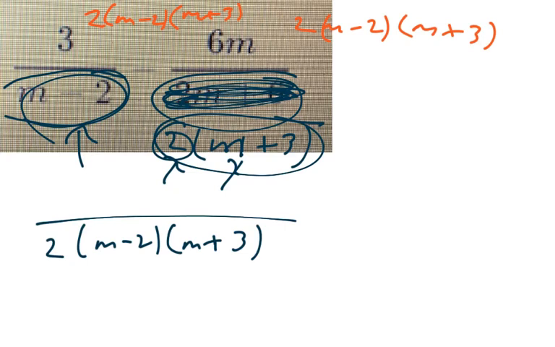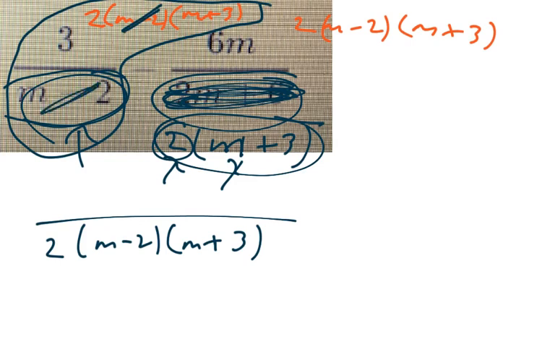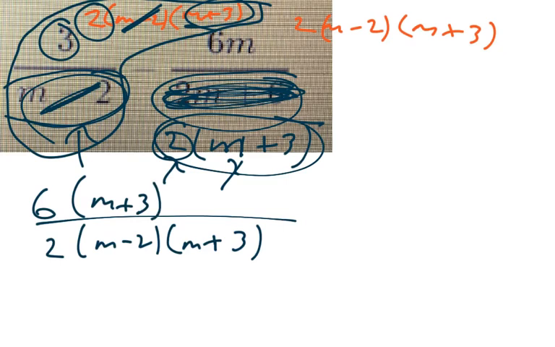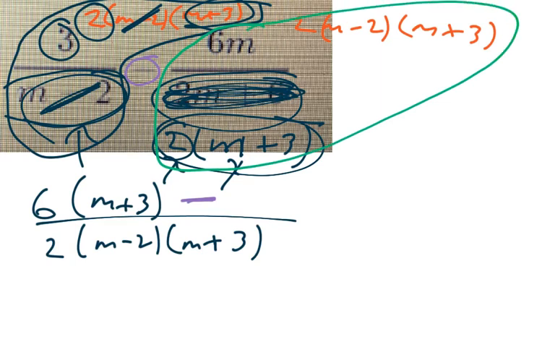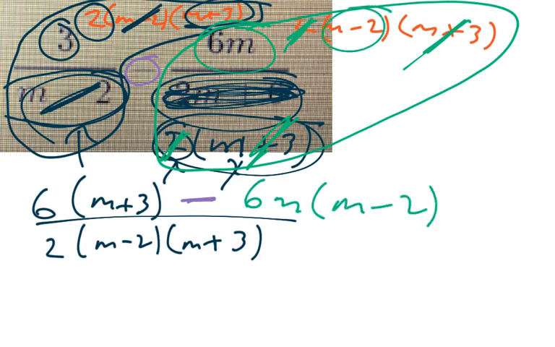Okay, so notice, guys, if you look, follow my loop here. M minus 2's cancel out. I'm left with a 3 times 2, which is 6. M plus 3 times m plus 3. We're going to distribute here in a little while. Okay, there is a minus we have to be careful of. Now look at the second fraction here, guys. I just looped it in green. Notice the 2 cancels out. The m plus 3 cancels out. I'm just left with 6m times m minus 2.